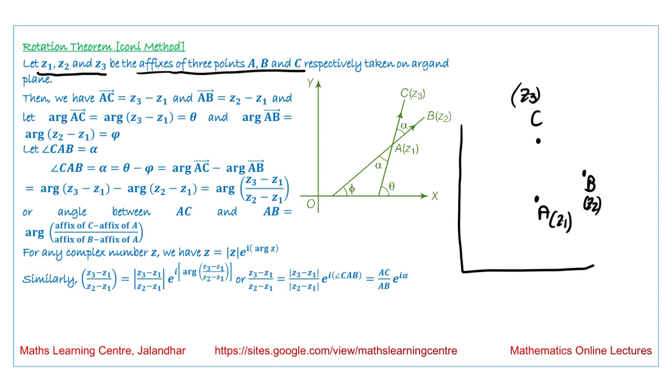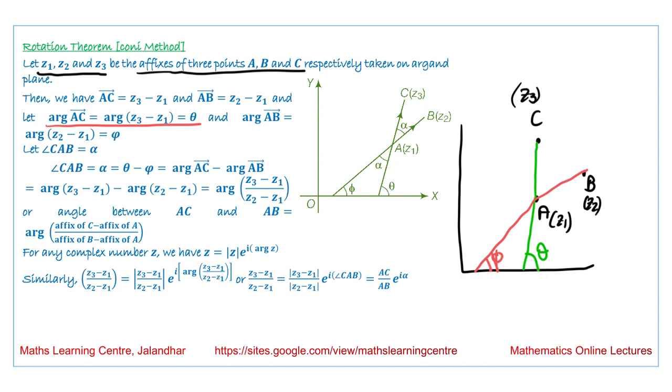Now, if we draw the vectors over here, we are talking about the vector AC. This is the vector AC we are drawing. And we are talking about the vector AB, which we have drawn over here. And the argument of the AC vector is theta, so this angle is theta. And the argument of the AB vector is phi.